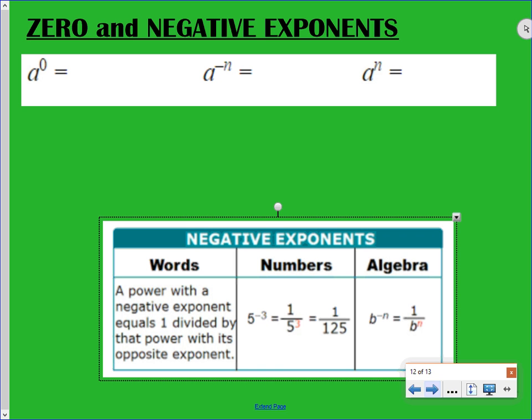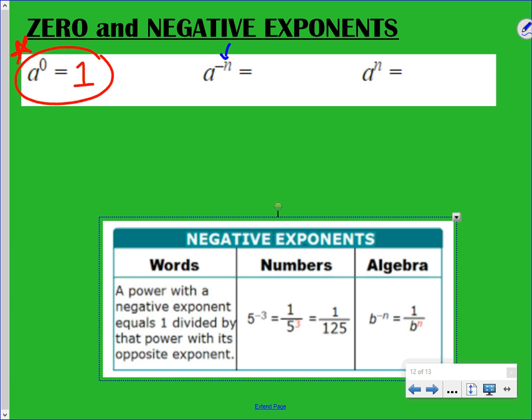0 and negative exponents. Anything raised to the 0 power is 1. Remember that, star that. That is a very important property that you just need to remember. Anything raised to the 0 power is 1.